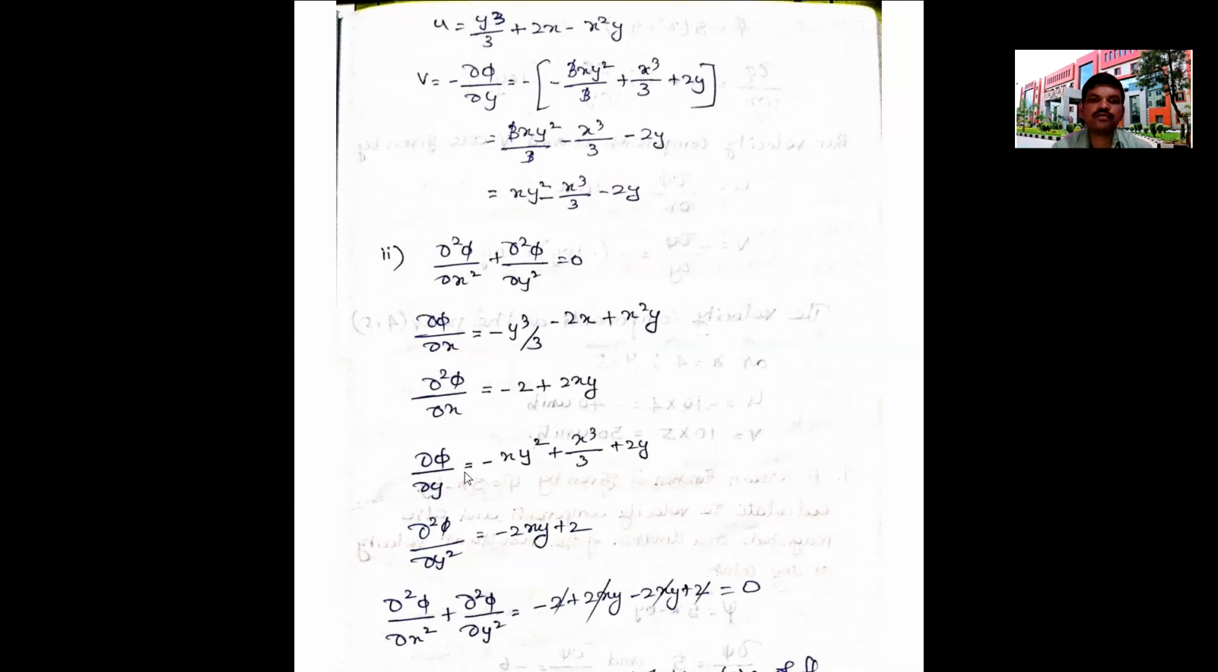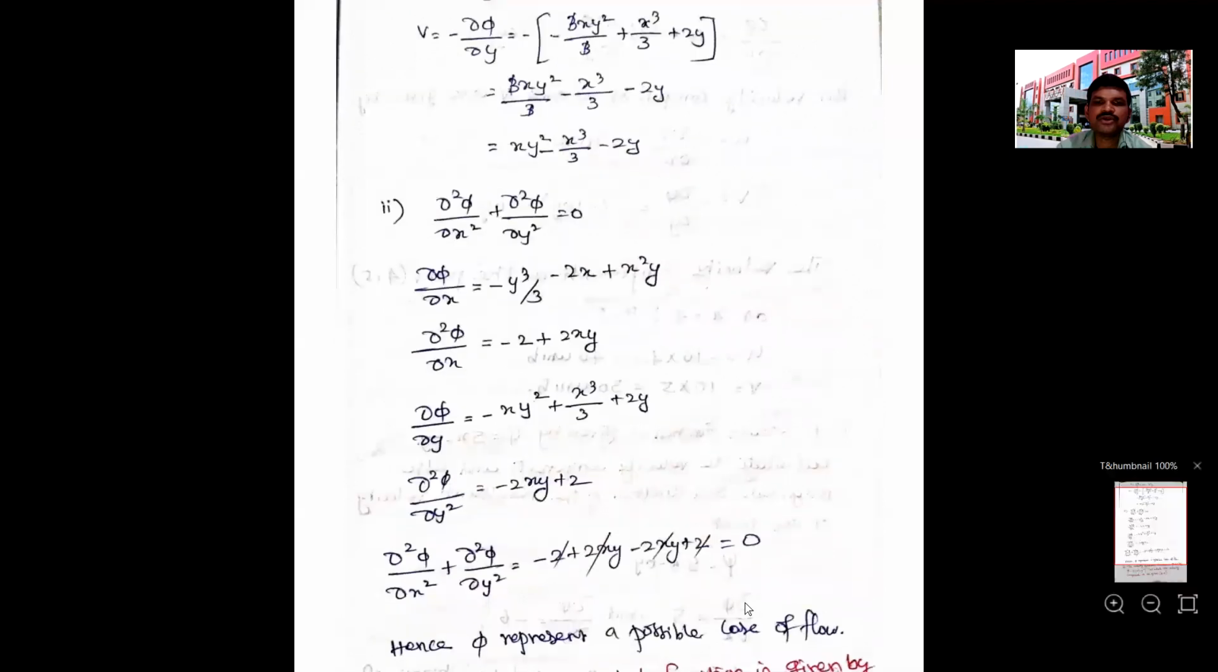Now ∂φ/∂y. This also we already wrote, so again you have to differentiate. ∂²φ/∂y² is equal to differentiation of minus 2xy plus 2. Here we do only the y term. Minus xy², partial differentiation means minus 2xy. Here there is no y term, so it becomes 0, and for 2y, partial differentiation is only 2. So finally we get minus 2xy plus 2.